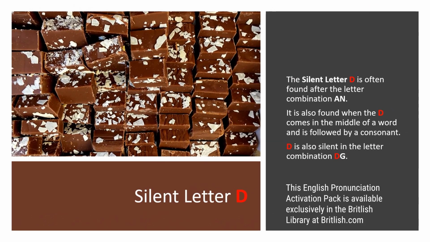Silent letter D. The silent letter D is often found after the letter combination AN. It's also found when the D comes in the middle of a word and is followed by a consonant. D is also silent in the letter combination DG.